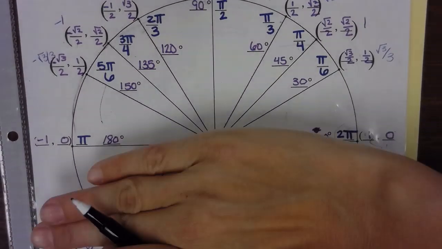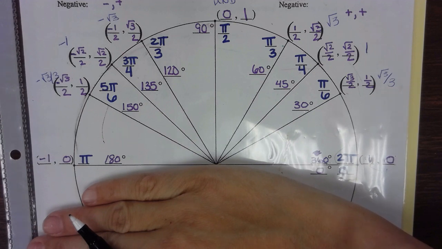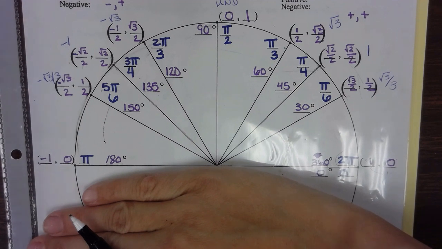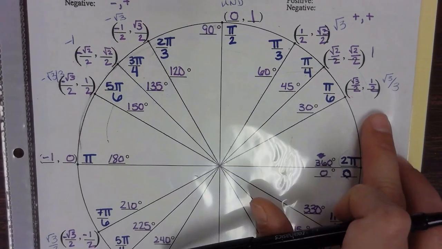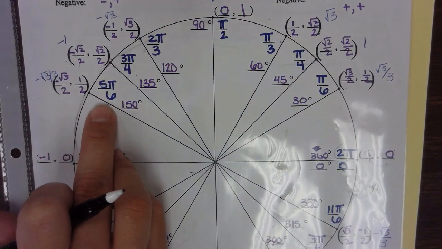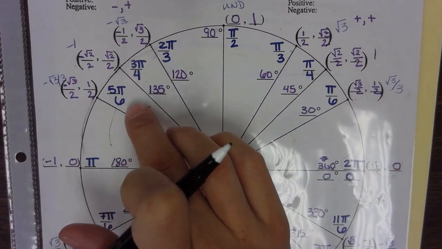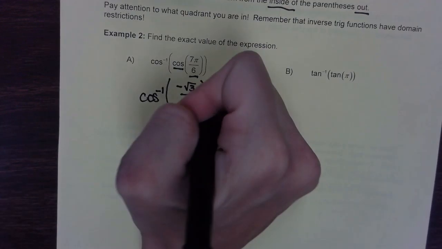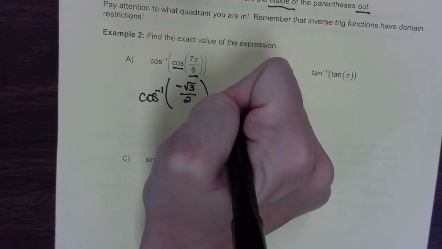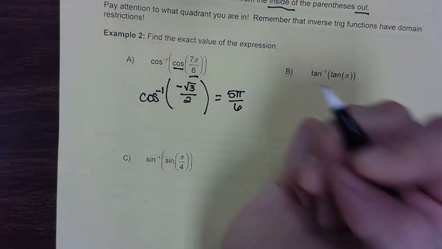So I'm going to cover up, cosine is covering up the bottom. I'm going to find negative square root of 3 over 2 in the first part of the coordinate because it is inverse cosine. Okay, so if I go along, I find that it's right here, and the radian is 5 pi over 6, and it is okay because we don't have it in our domain restriction. So we get 5 pi over 6.